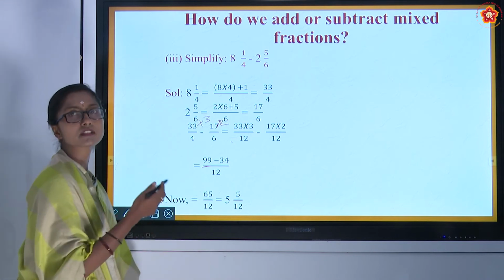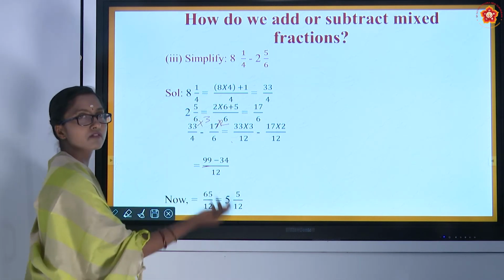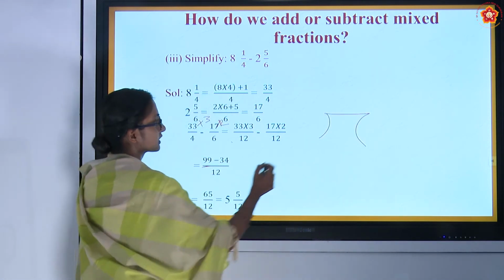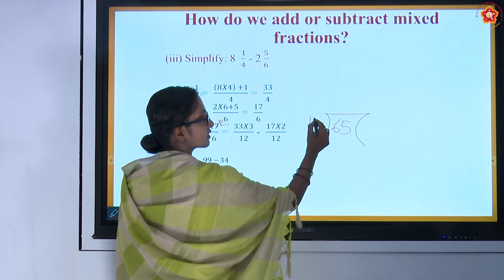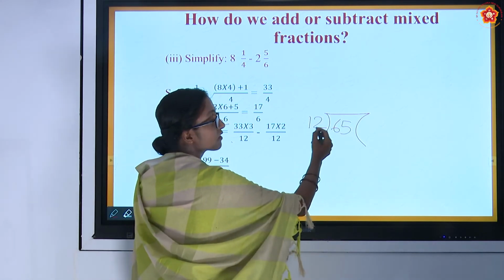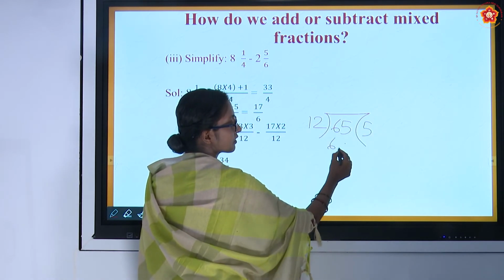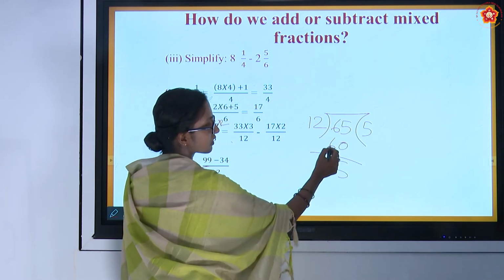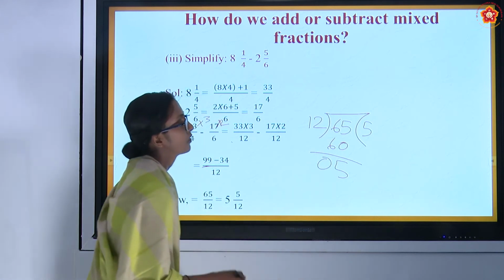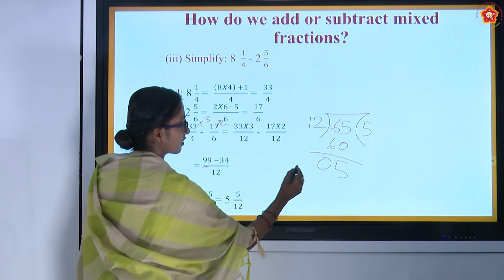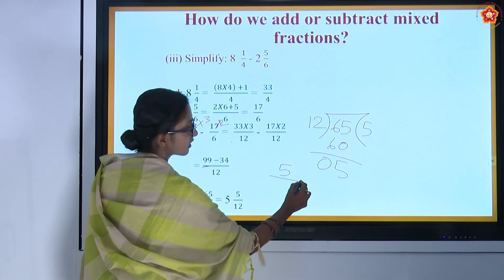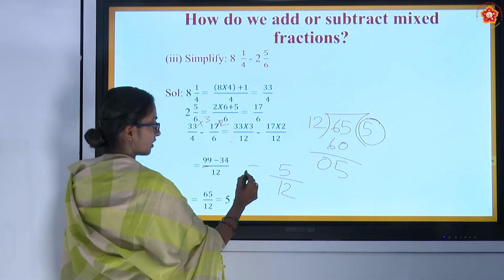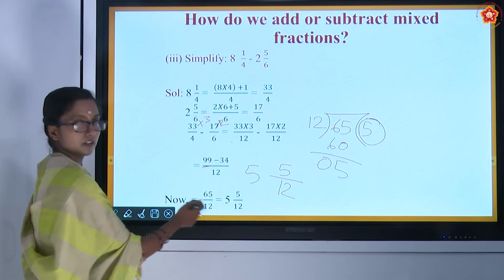Now as they gave us in the form of mixed fraction, let's convert the same thing into mixed. 65 divided by 12. 12 5s are 60. What remains? 5 remains. 6 in 6, the 6 goes, 0. So how do we write this? This 5 will come as a part divided by 12. The remaining whole number is 5. 5 and 5 by 12.